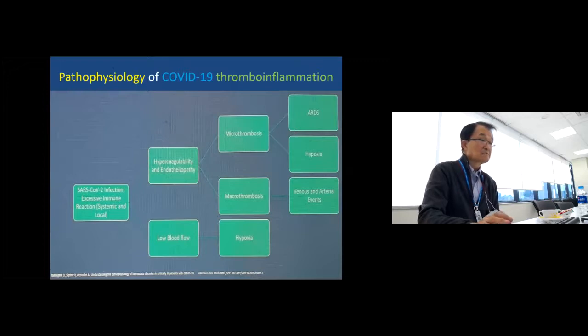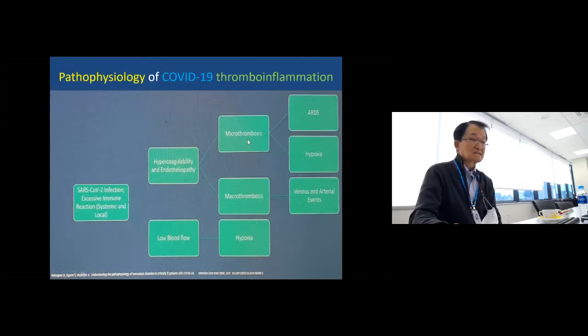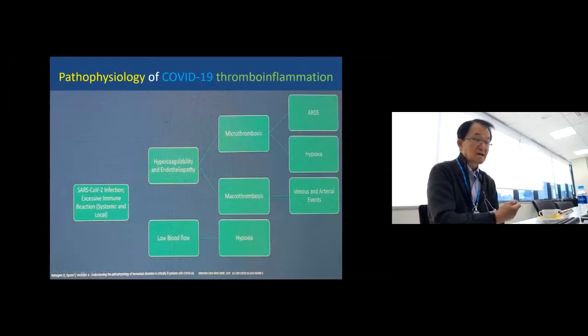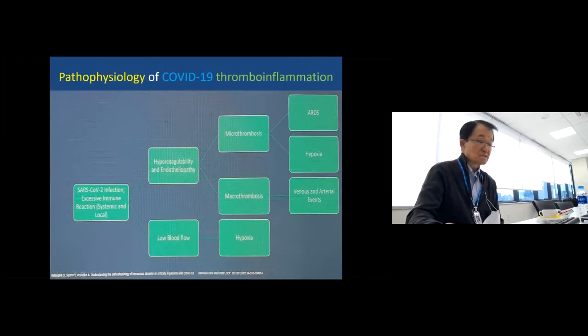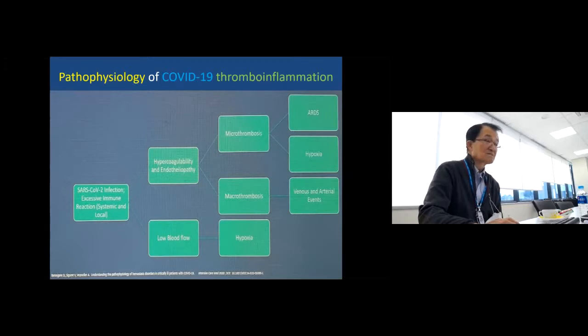And the interesting thing is that this virus also causes thromboinflammation. In effect, the endothelium makes some microthrombosis, and so this produces acute respiratory distress syndrome and hypoxia, because blocking capillaries means there's no oxygen exchange. And obviously macrothrombosis causes arterial or venous thrombosis. So hypoxia is also produced, triggering a lot of diseases, as I mentioned in the other lectures.